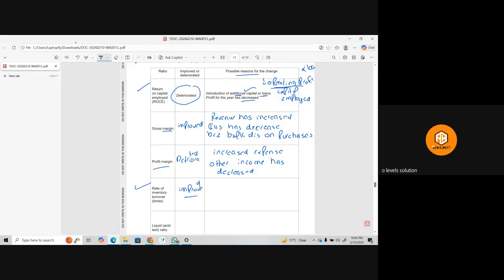Yeah, so improved. It may mean that we are selling inventory more quickly now, so it may mean that there is increased demand. Second reason could be that maybe you reduced the prices. Selling price has reduced, that's why revenue increased, sales increased.